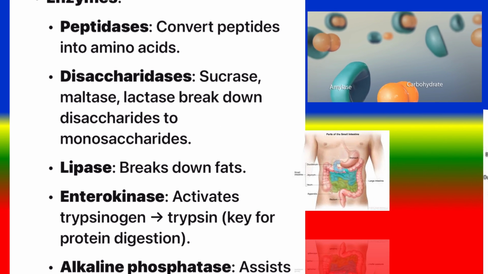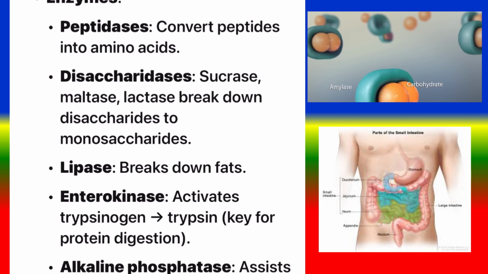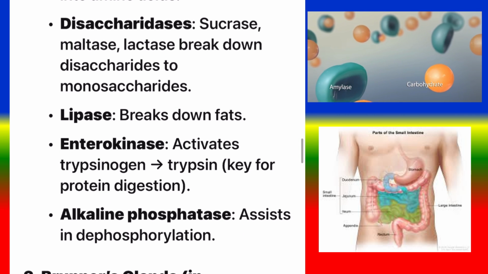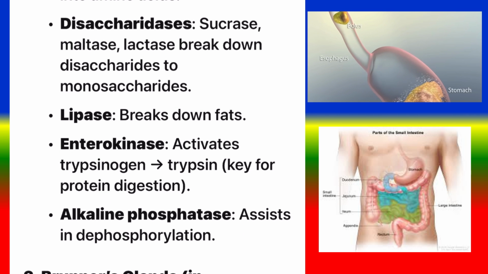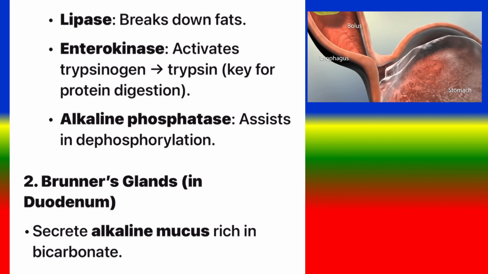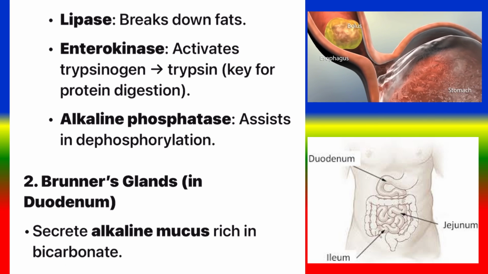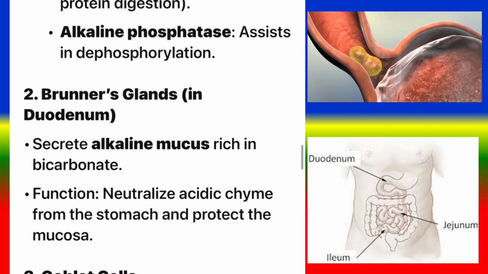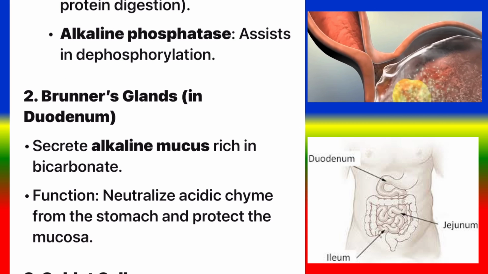Enzymes: peptidases convert peptides into amino acids. Disaccharidases: sucrase, maltase, lactase break down disaccharides to monosaccharides. Lipase breaks down fats. Enterokinase activates trypsinogen to trypsin, key for protein digestion. Alkaline phosphatase assists in dephosphorylation.